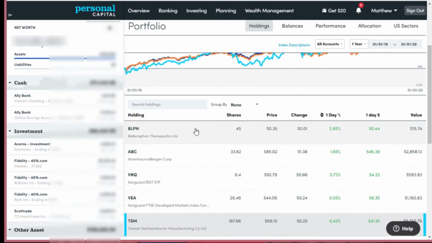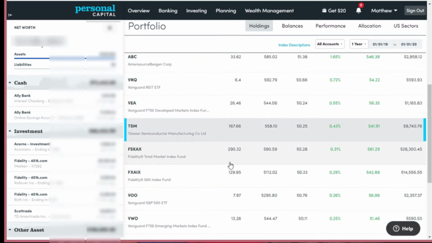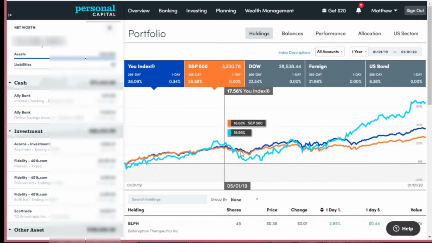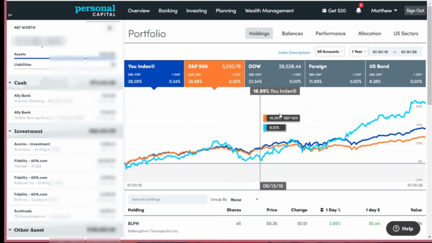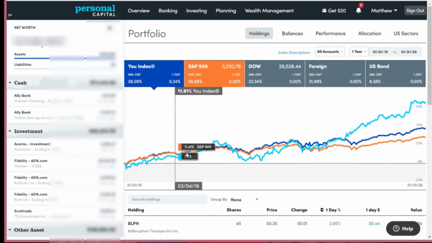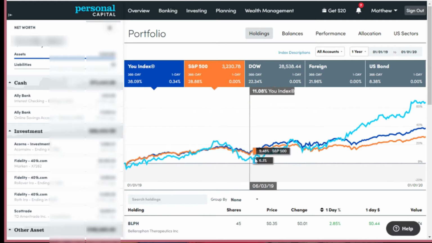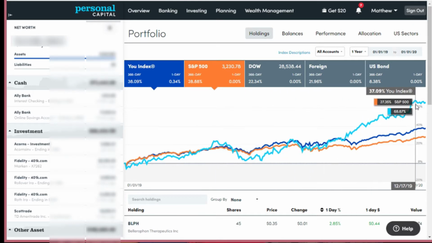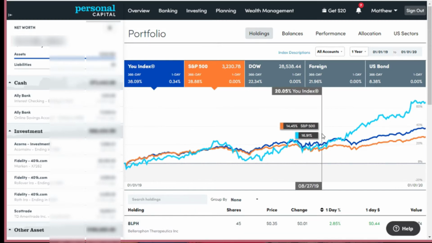So you can click and see how your individual investments fared against the S&P 500, the Dow Jones, the bond market, etc. As you can see here in the blue, that's the stock I own, and it went all the way up. It earned me about, looks like 66% or so over the past year.